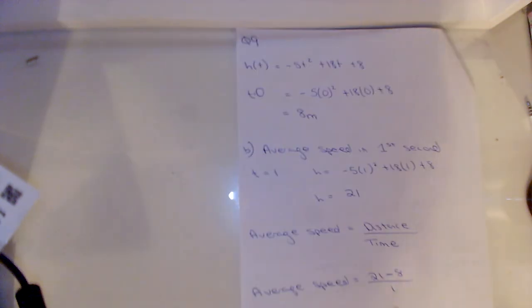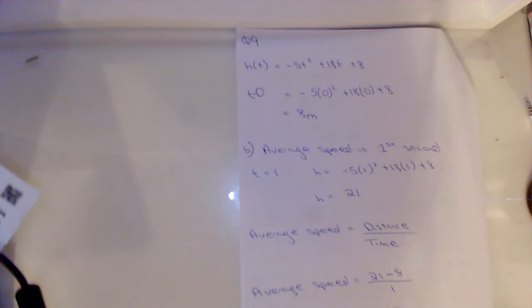Okay, on to question 9. So question 9, it says a height h in meters of a ball thrown vertically upwards from a balcony of an apartment complex is given by the formula h(t) is equal to minus 5t squared plus 18t plus 8, where t is the time in seconds after the ball is thrown. Okay, so h is my height, t is my time.